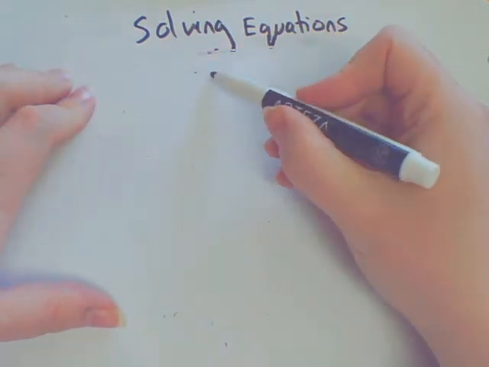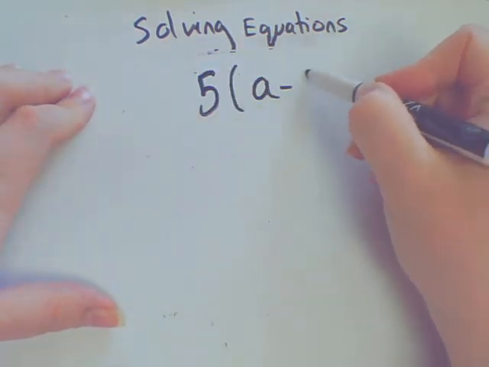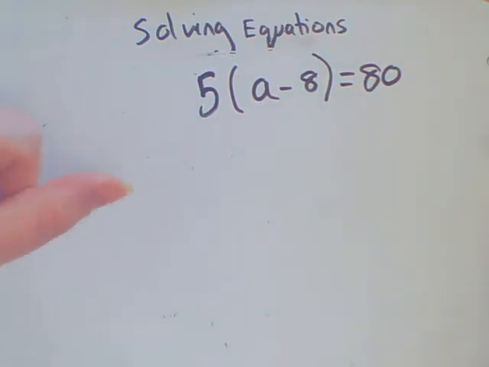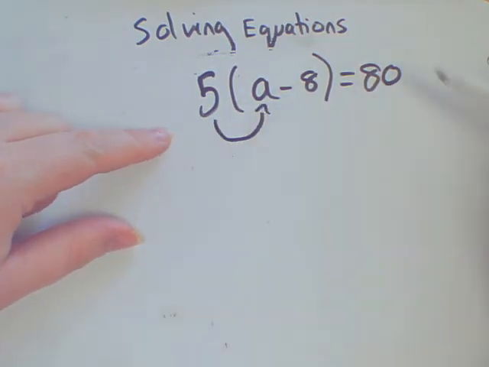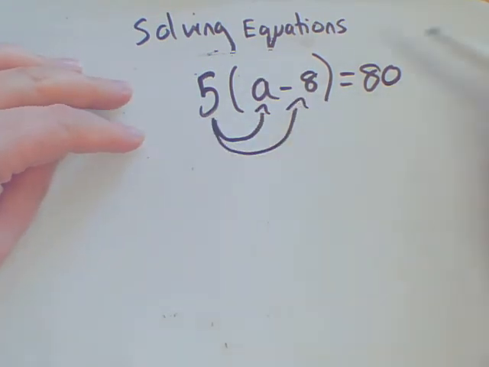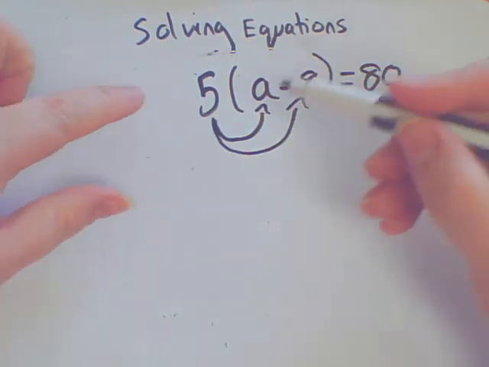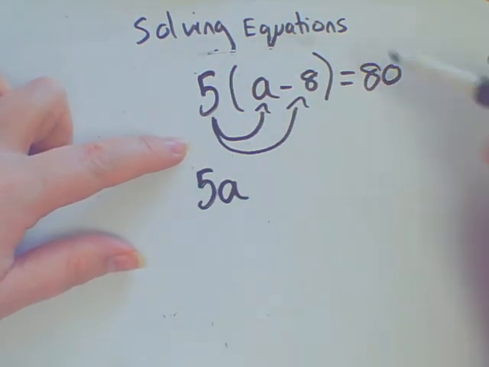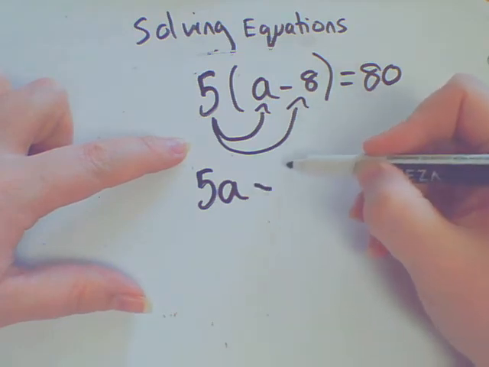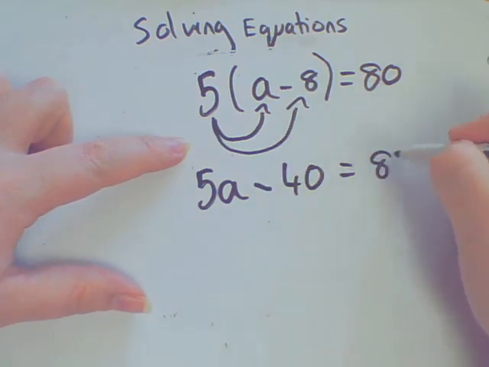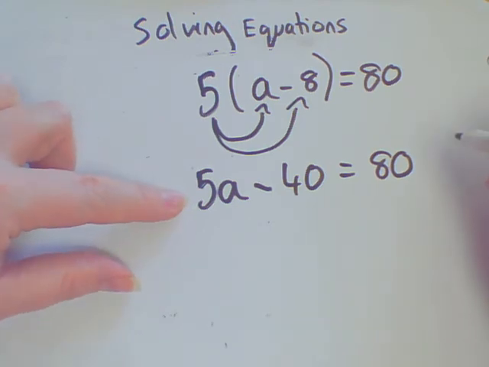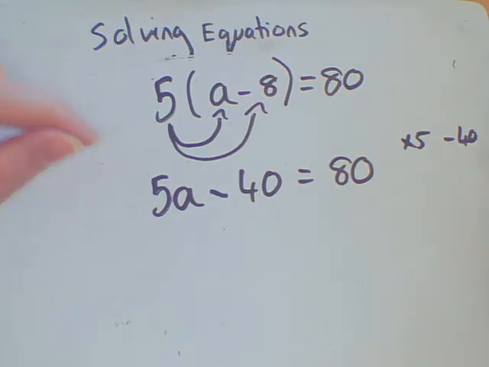The other method you could have done for that question is to expand the brackets. Now remember, to expand the brackets, I need to do 5 multiplied by a and 5 multiplied by negative 8. So if I do 5 multiplied by a, that is 5a. 5 multiplied by negative 8 is negative 40. This is now the question I'm going to have a go at solving. So this is telling me to times 5, subtract 40 to get my answer.